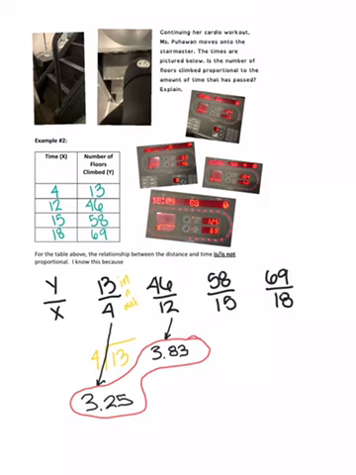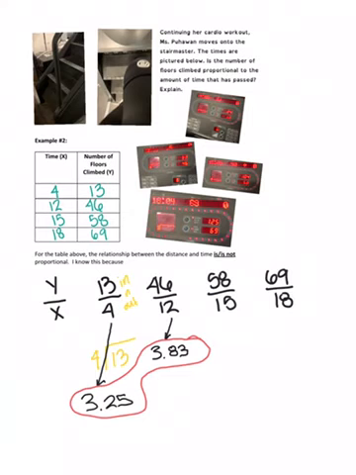Remember, the definition of proportionality is that our ratios are equivalent. Are these two ratios equivalent? Well, they look different, but do they have the same value? No. This one is 3.25. This one is 3.83. And right there, I don't have to keep going. I already know that this is not a proportional relationship because these two ratios are not equivalent. So honestly, I'm done. But since I'm here, since you're here, I'm going to go ahead and finish this up.